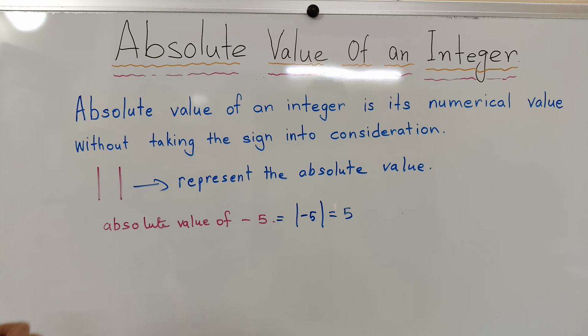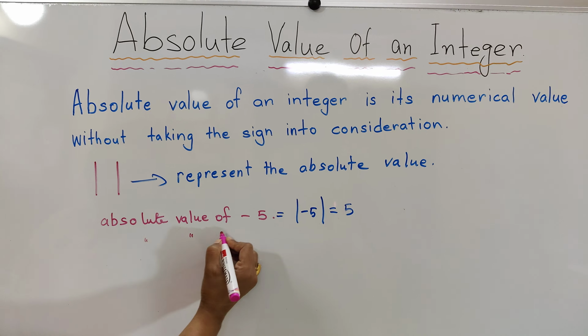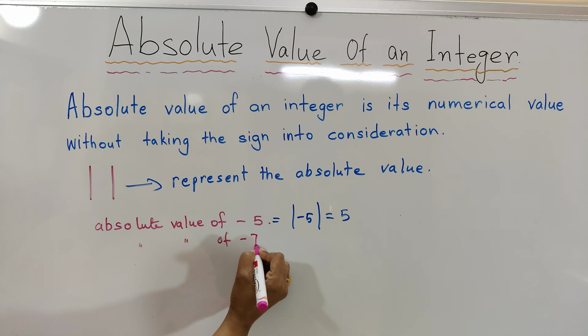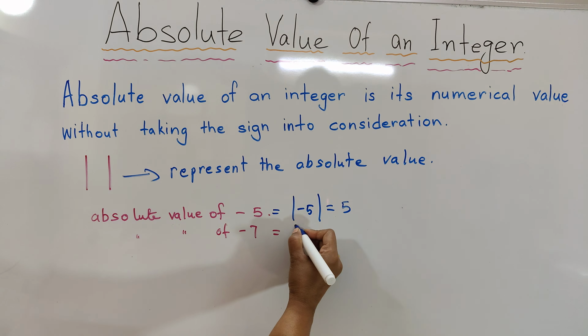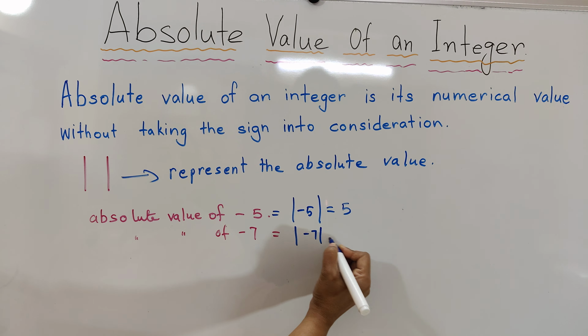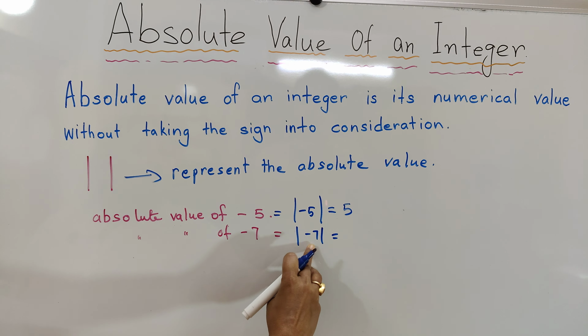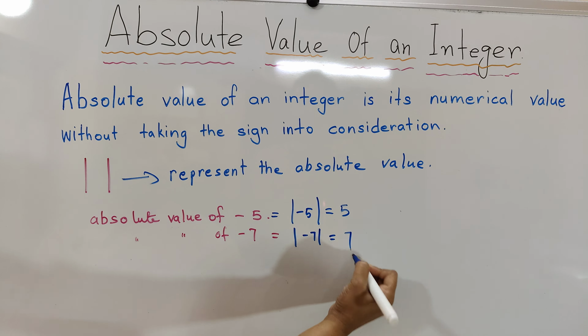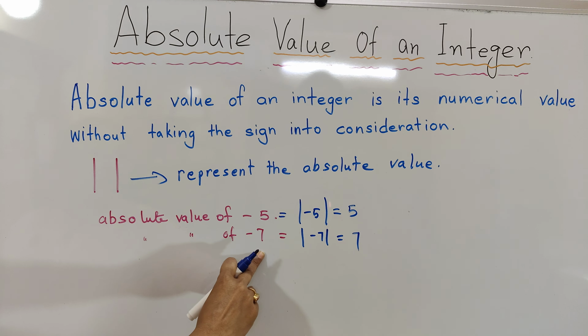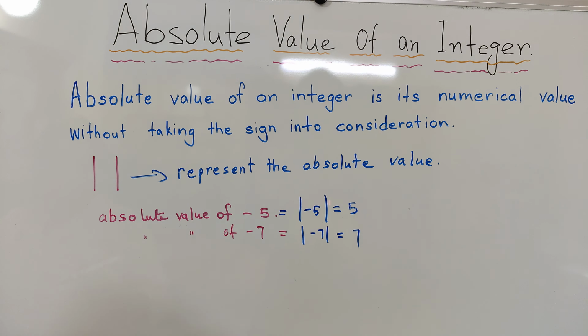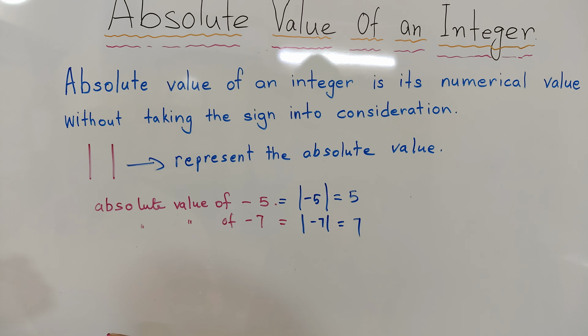Let's do another example. Absolute value of -7. First, inside the bar, we will write -7. And whatever the sign, we will omit the sign. So the answer will be only 7. Absolute value of -7 is equal to 7. Let's do another example.